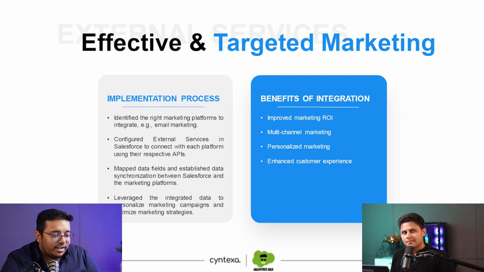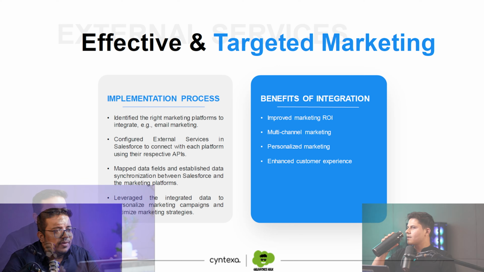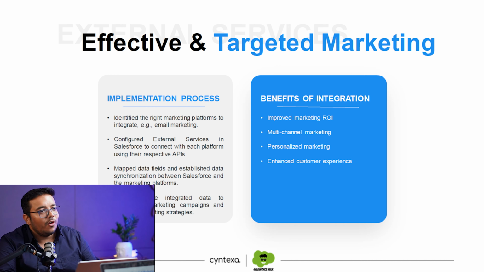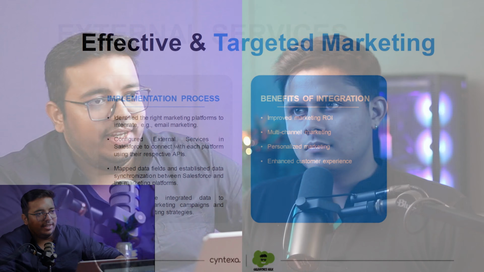So for effective and targeted marketing, what we did was we identified the marketing platform that was better suited for them. They were utilizing 2-3 different platforms, but none of them fulfilled all of their needs. So we identified that particular platform and then we configured it using external services. We used external services to connect that platform and map the data between those two platforms. They ran personalized marketing campaigns, which allowed them to do effective marketing for their business.